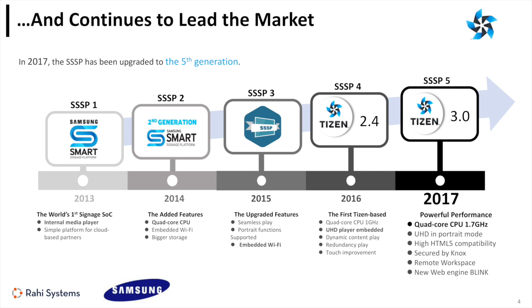And in the 5th generation, we have a new CPU, which is 1.7 gigahertz, where you can do 4K in portrait mode. We have high compatibility with HTML5, which allows for a lot of web development. We are secured by our Knox platform, which I'll talk about. We have remote workspace capability and a new web engine as well.